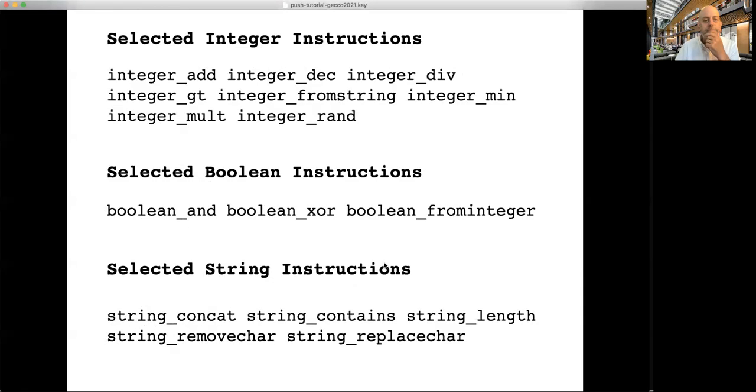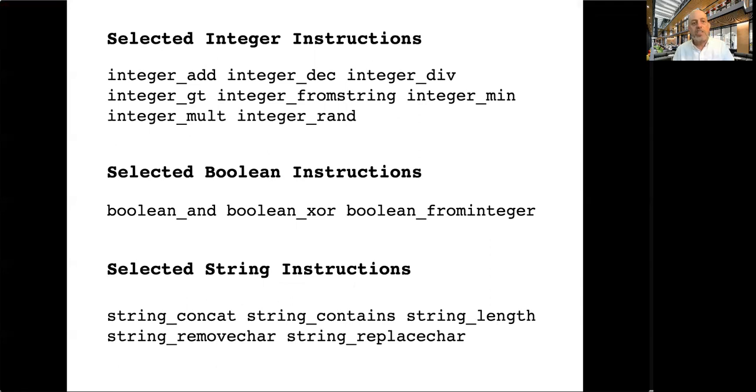yank dupe pushes a duplicate on top of the stack. All right, here are just some selected instructions to give you the feel for the kinds of things that most push interpreters include. So some integer instructions for adding and decrementing and dividing and comparing, so greater than.